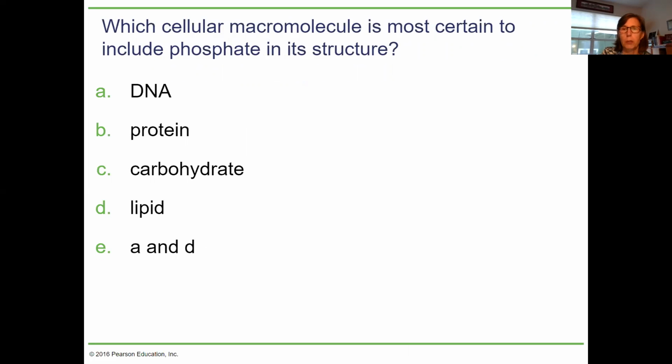What cellular macromolecule is most certain to include phosphate? Think about that. Do proteins typically have phosphate? Does DNA have phosphate? Carbohydrates, lipids? What do you think?